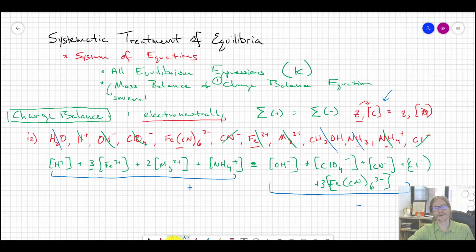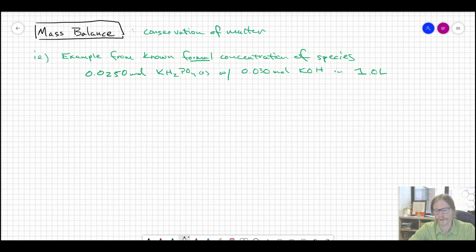And so we will have to generate a series of equilibrium expressions for each one of these based on what sort of reactions they're participating in, plus a charge balance equation, plus as many mass balance equations as we can get to, such that we have at least as many equations as all of these unknowns that we have here. We're not going to do this because this is going to take forever. We'll do a simpler example, but first we're going to jump into mass balance just so that we have that cleared up, and then we'll do an example of systematic treatment.